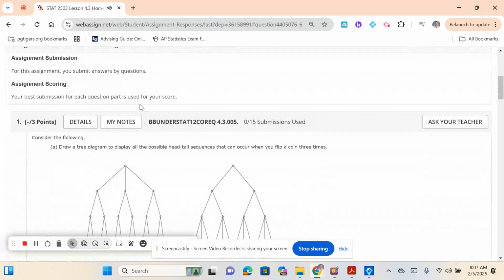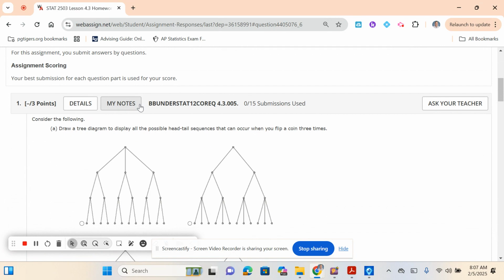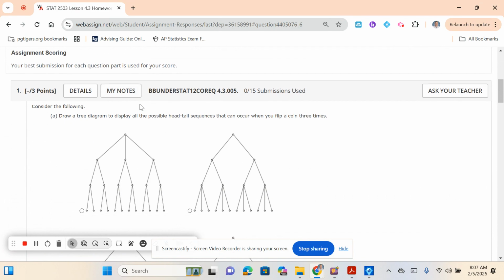All right, number one, consider the following a tree diagram to display all the head tail sequences that can occur when you flip a coin 3 times. Okay, so when you have a head tail sequence, think about this. How many possibilities are there on a coin flip? Two. So each branch should have two possibilities because you either have heads or tails.